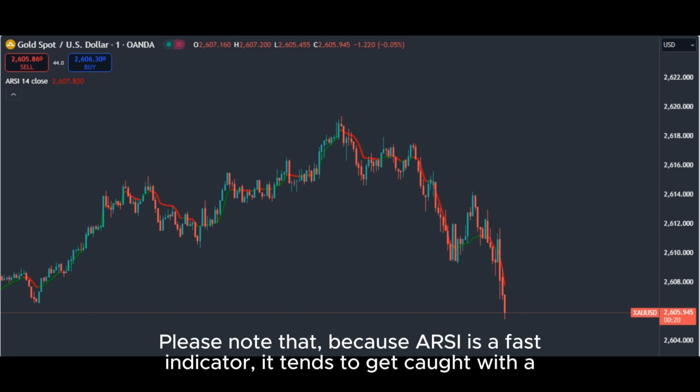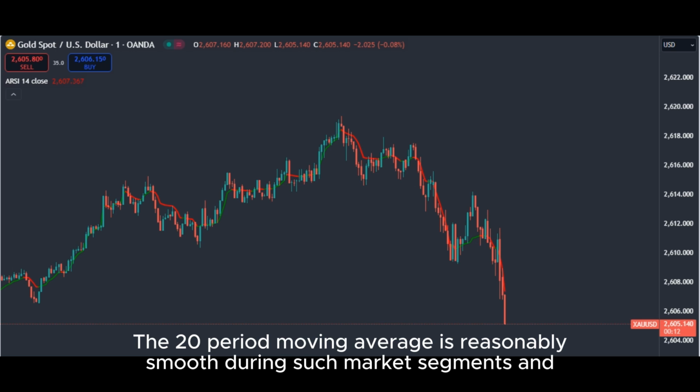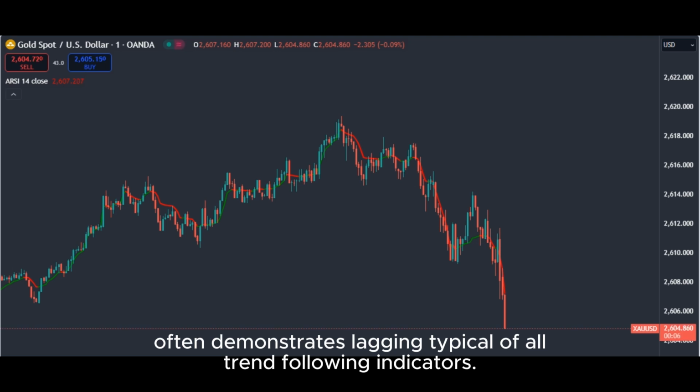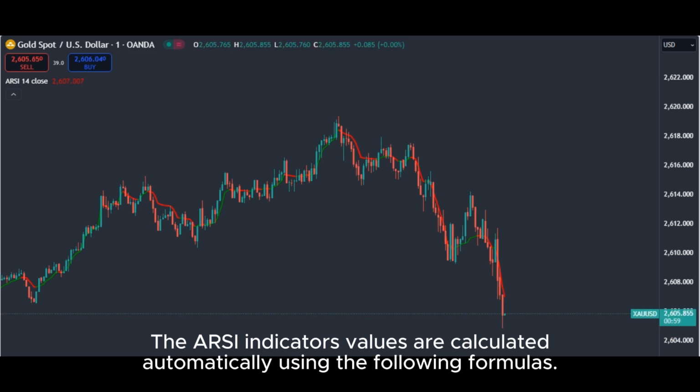Please note that, because RSI is a fast indicator, it tends to get caught with a false signal at the end of each sustained price move. The 20-period moving average is reasonably smooth during such market segments and often demonstrates lagging typical of all trend-following indicators. The ARSI indicator's values are calculated automatically using the following formulas.